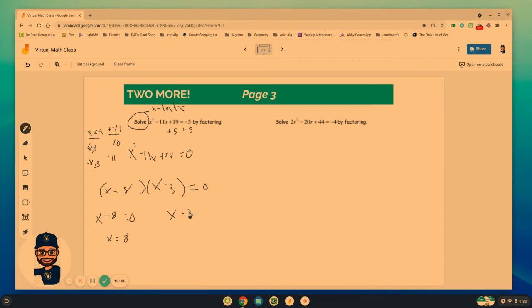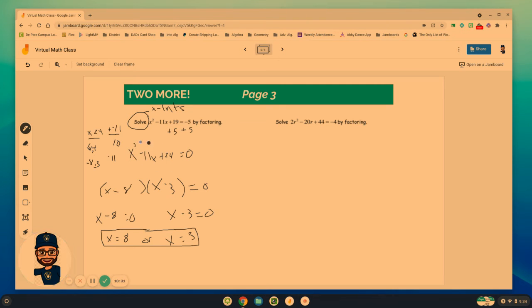X minus 3 is 0. And we solve that, and we get x equals 3. So those x-intercepts are also the solutions. X equals 8 or x equals 3. And if you're ever in doubt, plug them back into the original problem and check to see if they give you -5.